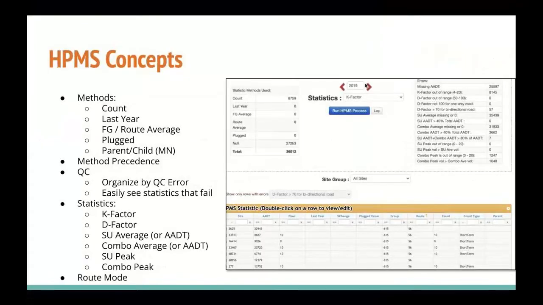Okay. So with regards to the actual statistics that we report, there's 6 statistics other than HPMS that the HPMS coordinator is interested in from you guys. The K factor and D factor, what we were just talking about. And then the single unit and combo unit average / ADT. The average is a percentage. The ADT is an actual volume. So single unit percent or single unit volume. Combo, same thing. And then finally, single unit peak and combo peak. And each of these statistics can be evaluated separately here.